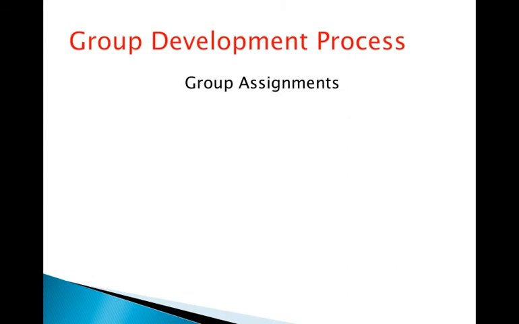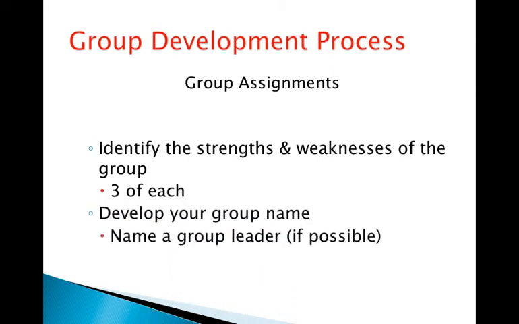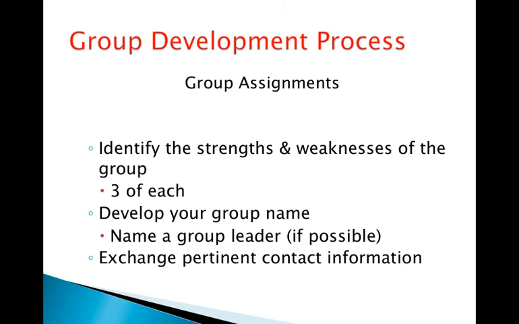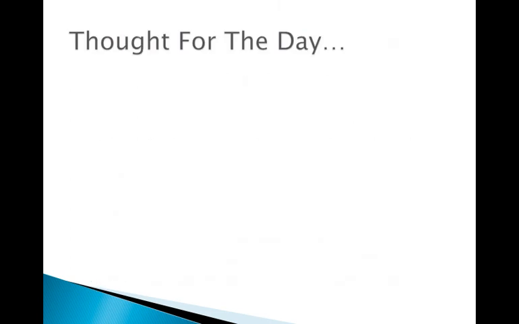So when we look at group assignments and you have a final assignment, one of the ways to approach that is look at the strengths and weaknesses of the group. And I like to say identify 3 of each for each group member. And then develop your group name. So the name is important from the standpoint of it gives you identity, it gives you unity, and who might be a possible group leader. And then last but not least, exchange pertinent information from a contact standpoint so that you can get in touch with people. And one additional note I should add, we want to establish when and how you will meet. So that's important as well.